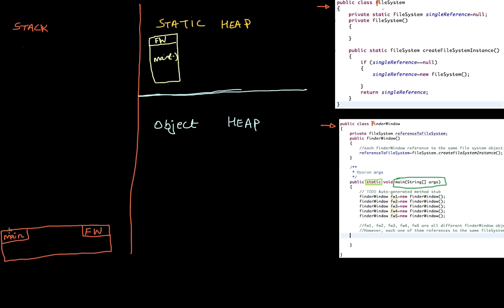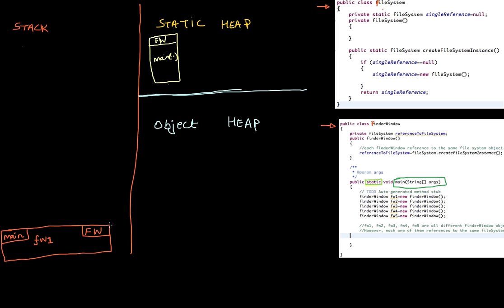Okay, so I have my first stack frame on my stack, and the very first line in my stack frame initializes a FinderWindow, fw1 equals new FinderWindow. So what I have here is my local variable, the first local reference fw1 created on the stack frame, and what I have now is a call to a constructor. So I'm saying new FinderWindow.